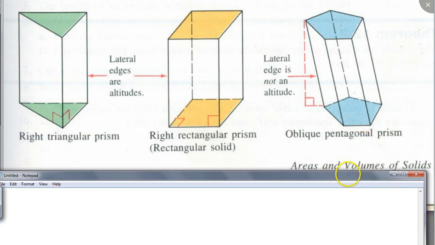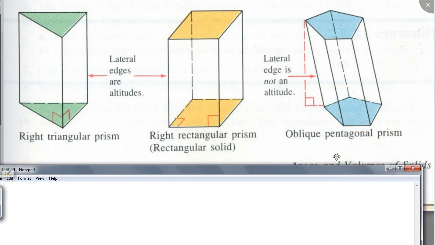Oblique. The way we name these, if the lateral edges are the altitude, we include right, and then look at the base. Look at the base of this prism. It's a triangle, so we call it a right triangular prism for the first one. Here it's a right rectangular prism for the second one. And the third one is not a right prism. It's an oblique pentagonal prism because the base has 5 sides. Are you okay with these?